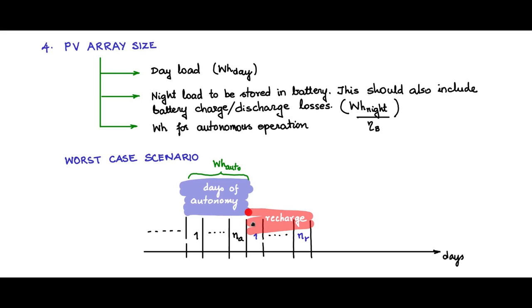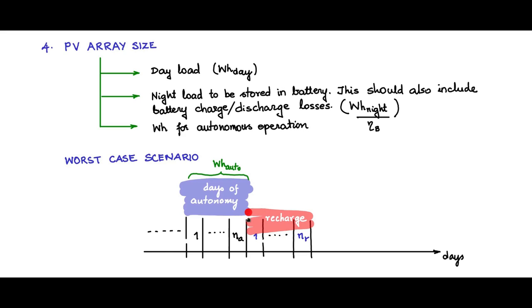The entire WH auto may not be possible to be replenished in one day. Because in such case the PV array size has to be extremely overrated, and then such a system can be costly, and that may not be worth having in such a huge PV array size just for this extreme worst case. So what is generally done is, whatever energy is lost, WH auto, we will try to recuperate it spread over a few days, and that is NR, the number of recharge days.